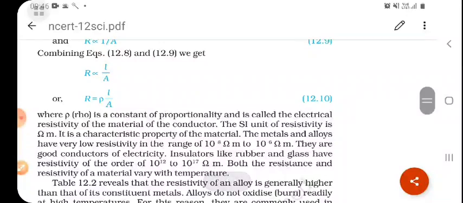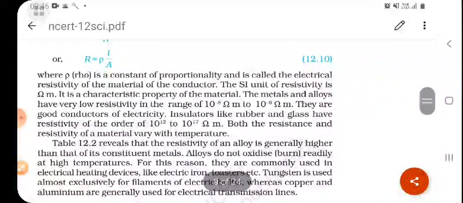And rho is a constant of proportionality and is called the electrical resistivity of the material, and its unit is ohm meter. Okay, the higher the resistivity, the lower is the current flow in the circuit.